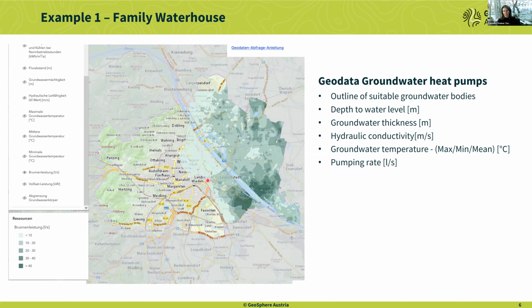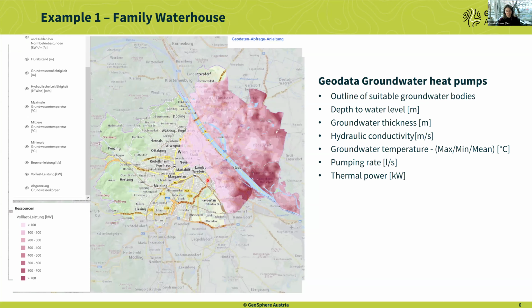And we used Thiem's well equation with a distance of 50 meters between extraction and injection well, and then calculated the pumping rate. And then if you take the groundwater temperature into consideration as well, combine it with the pumping rate, then you get the thermal power. And it's no surprise to see that in this southern area where you have a high groundwater thickness, the thermal power is also the highest.